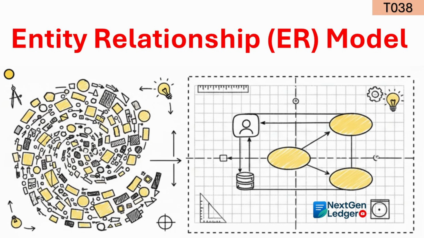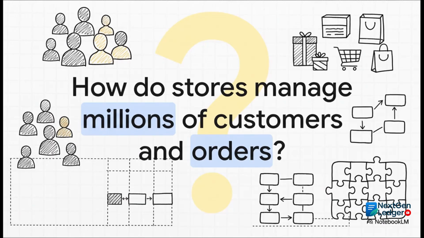Ever wonder how massive online stores or social networks manage just an insane amount of information without completely collapsing? Well, it all comes down to the blueprint. Today, we're going to break down the entity relationship model, not as some dry, technical diagram, but as the master plan that brings beautiful order to data chaos. Let's dive in.